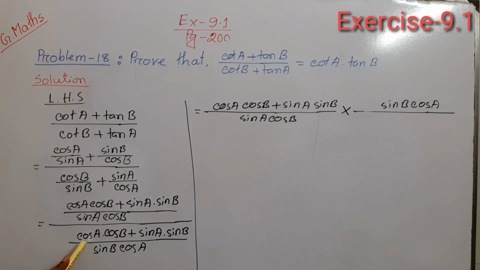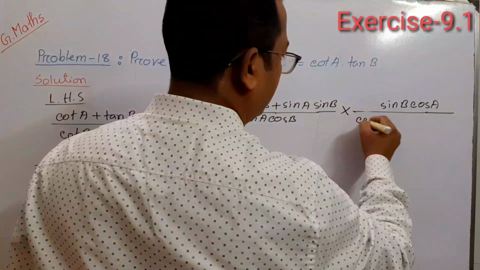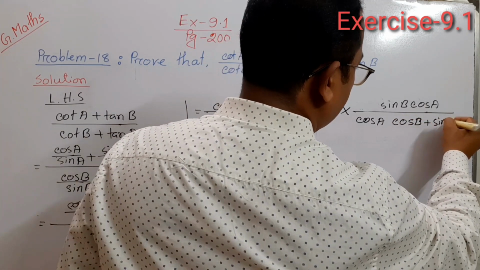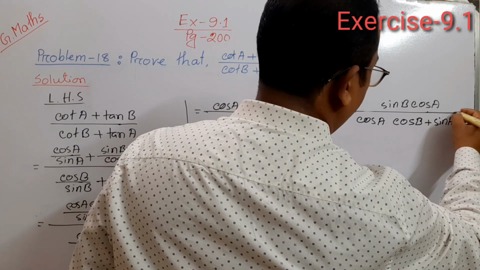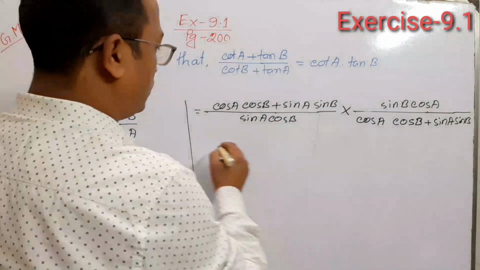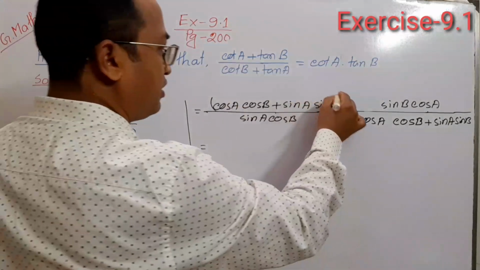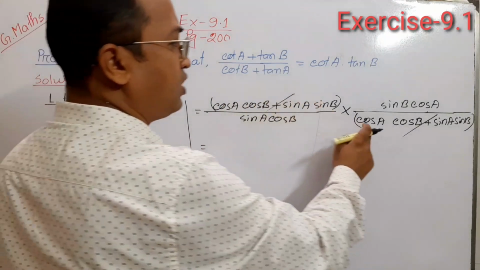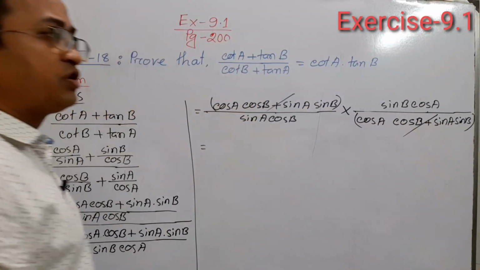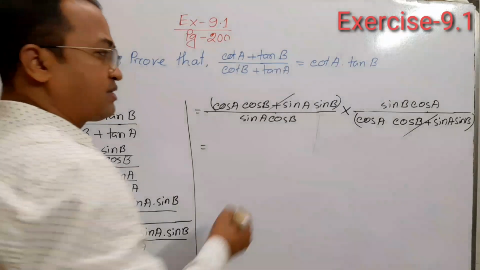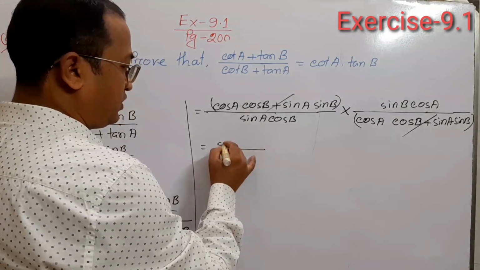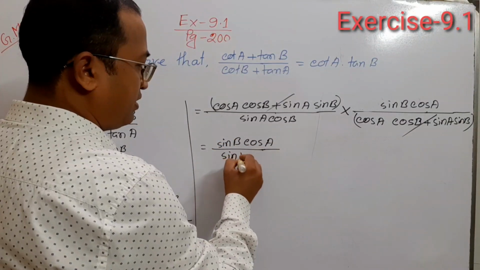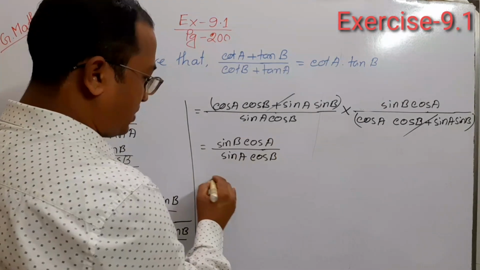Sin B cos A and cos A cos B plus sin A sin B. So it becomes like this. These two we can cancel. These two are similar: cos A cos B plus sin A sin B, cos A cos B plus sin A sin B. So these two similar terms we can cancel. It remains sin B cos A divided by sin A cos B.